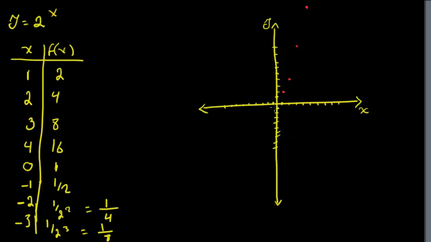If x is 0, y is 1. So it's going to be here. Very close to 0, but it's not 0. If x is minus 1, y is going to be half. If x is minus 2, y is going to be 1/4. I can't draw it very accurately, so let's draw it based on our estimate. So it's going to look something similar to this one.